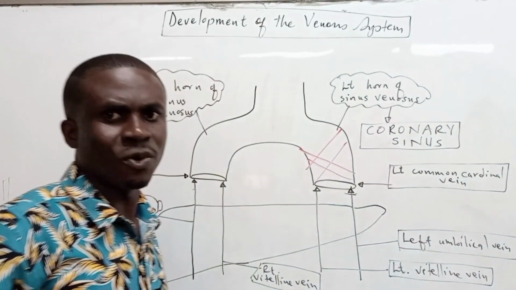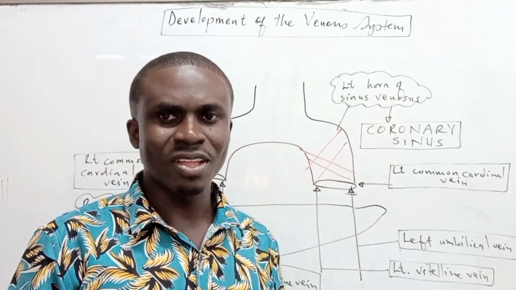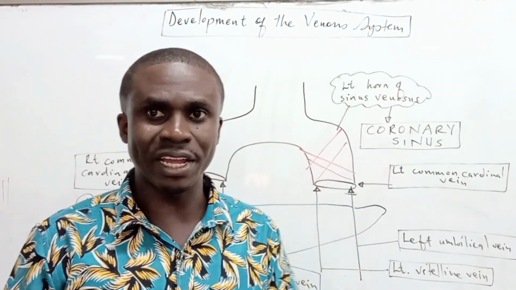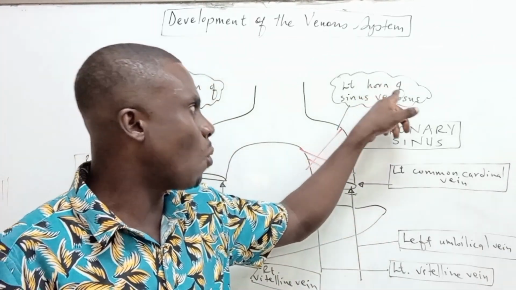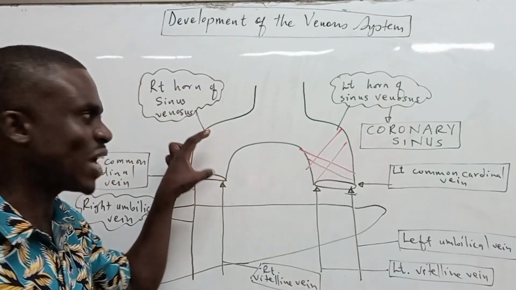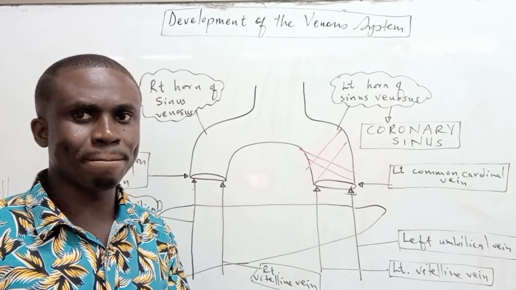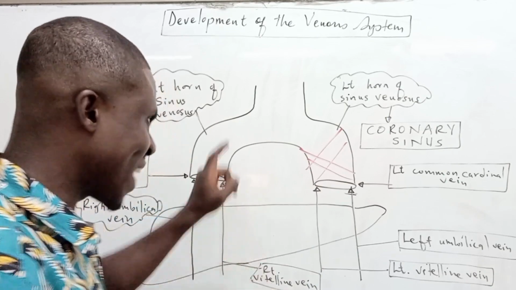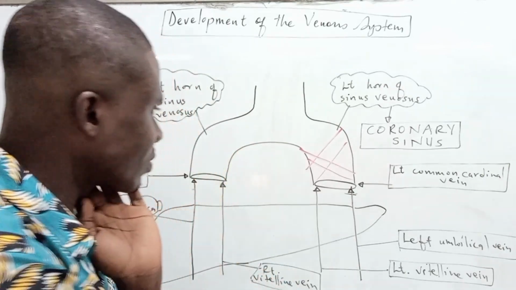So in your exam, when we ask you that coronary sinus as a vein originates from where? It originates as a remnant of this left horn of sinus venosus. Now, my friends, in the case of the right, it remains. So right remains. That's what I want you to know regarding the sinus venosus, the left and right horns.